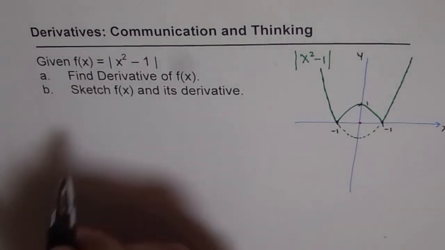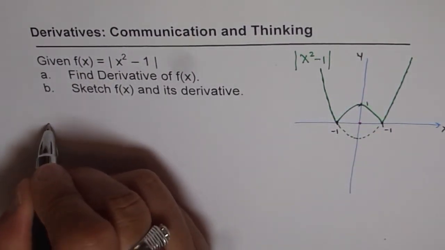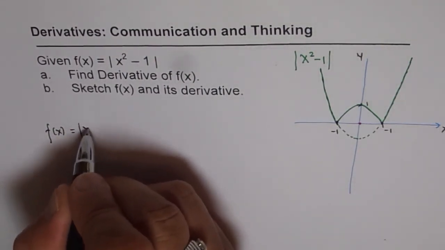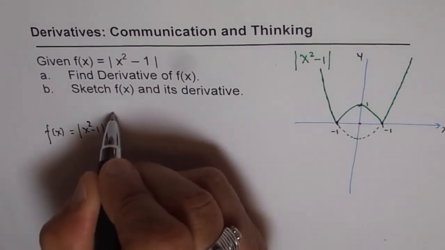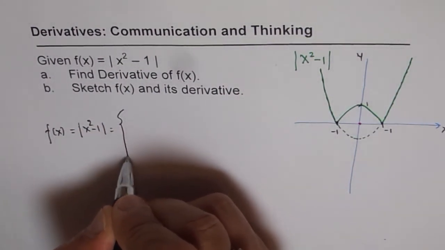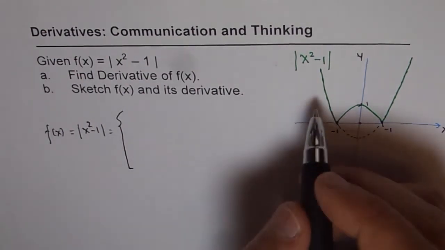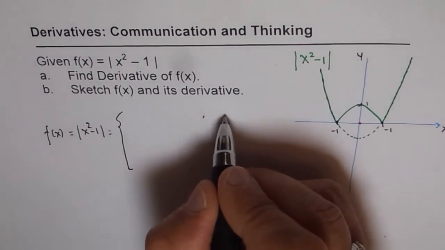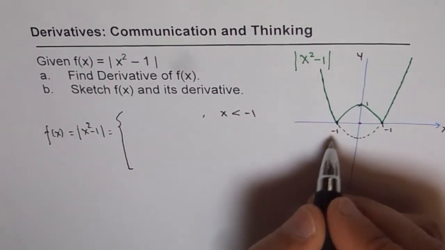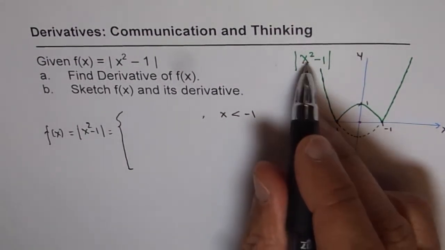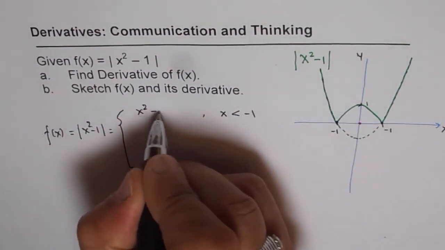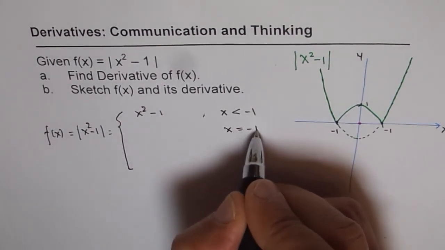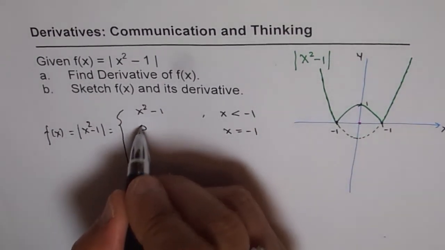Now let's write down this absolute function. We have f of x equals absolute value of x squared minus 1. Now this could be written as a combination of few functions. So let's start from left side to right. If we have x value which is less than minus 1, in that case the function is the same as x squared minus 1. Do you see that? x squared minus 1. At this point, when x is equal to minus 1, its value is 0, right?